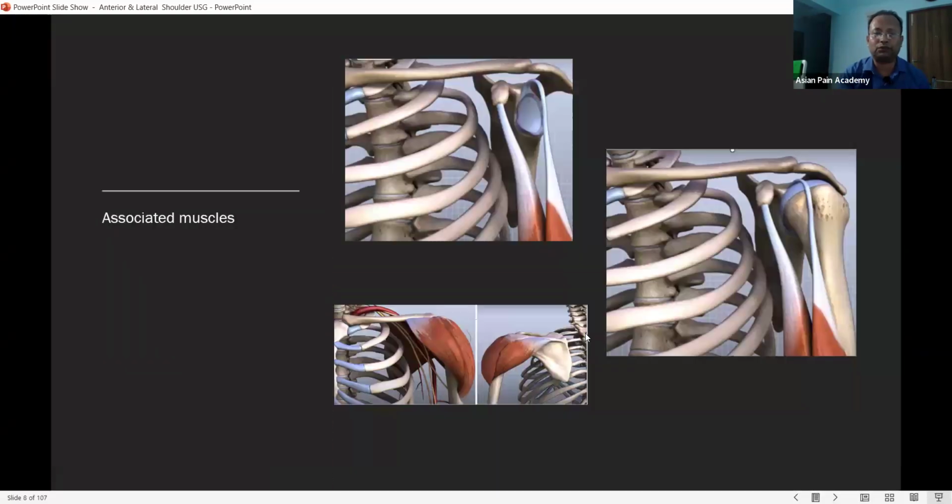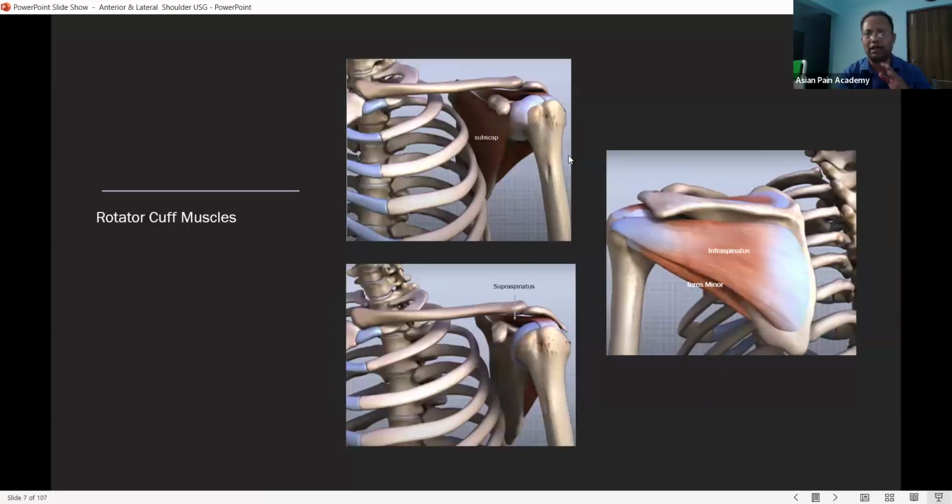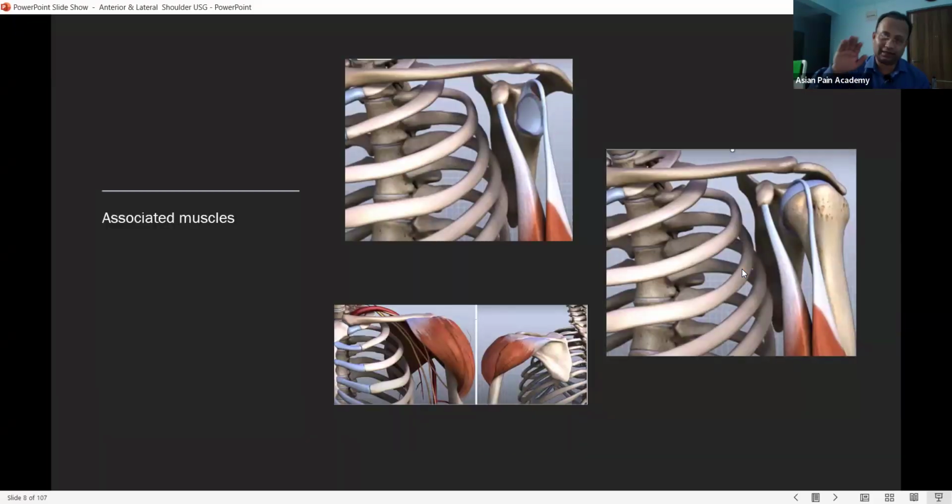So these are the actual rotator cuff muscles. These four muscles are rotator cuff muscles. But these are the second layer, the second group of muscles. I'm talking about the deeper muscles, the second group. So what are the most superficial muscles? One superficial muscle is the deltoid. So this is the deltoid muscle.